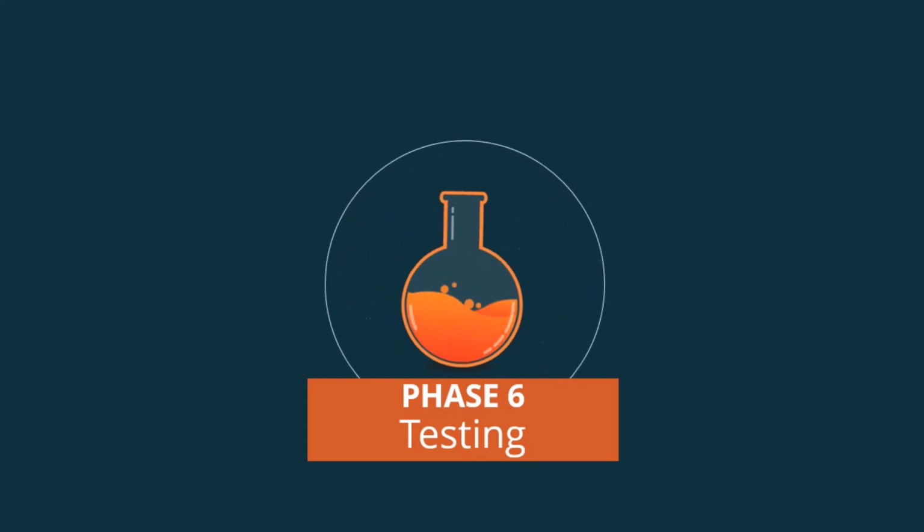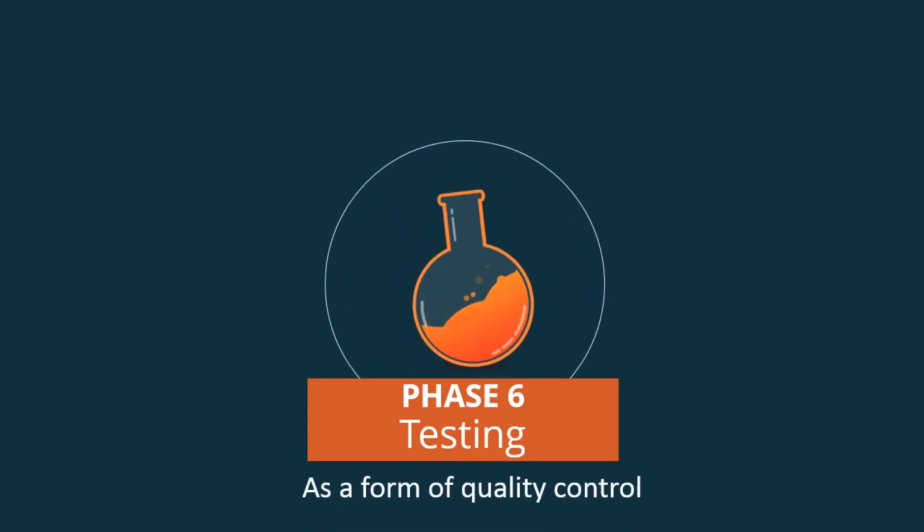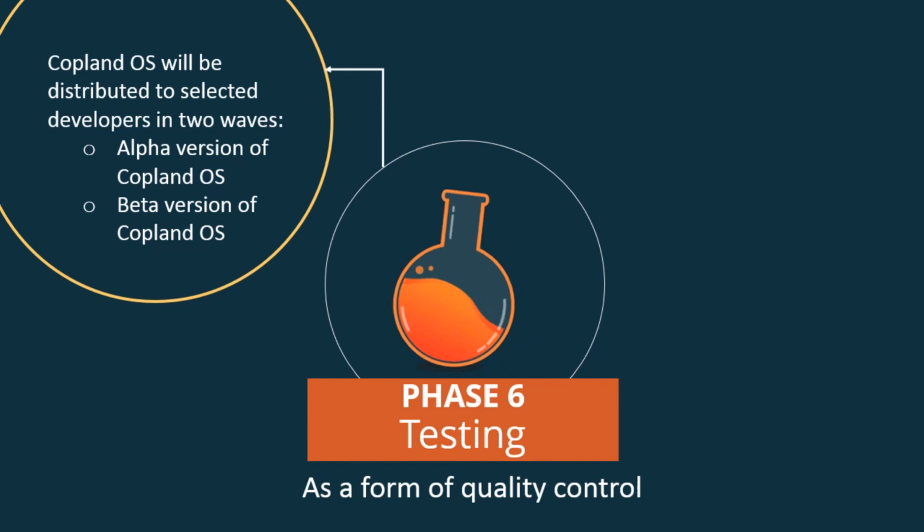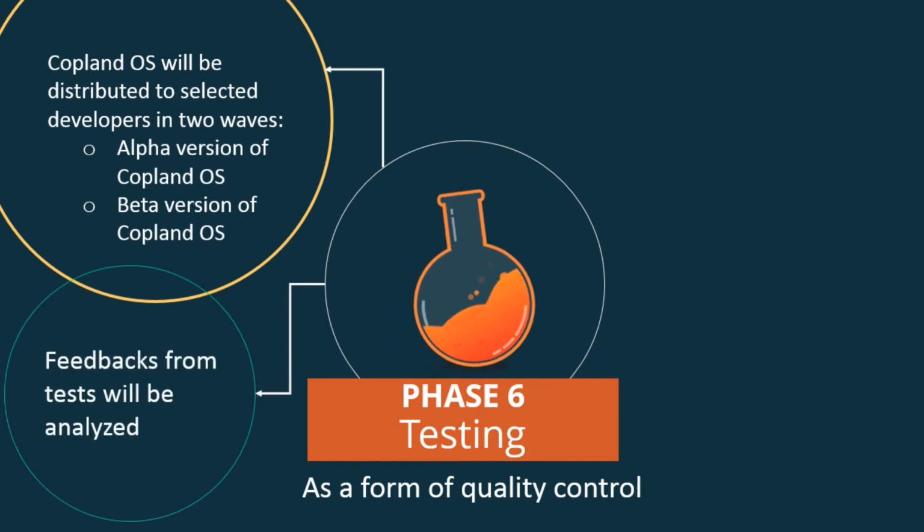Phase 6 is where all the tests to help with quality control begin. First, we will do an internal test and list out all the known issues. Then, we will start distributing the alpha version of the Copland operating system to selected developers to get their feedback. The results will be analyzed and used to weed out bugs and issues in the current system.